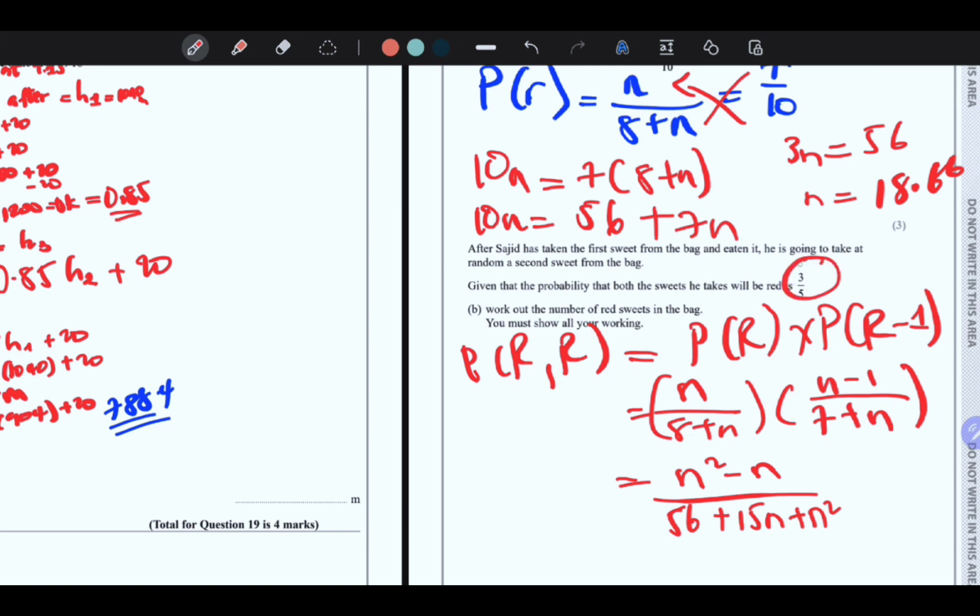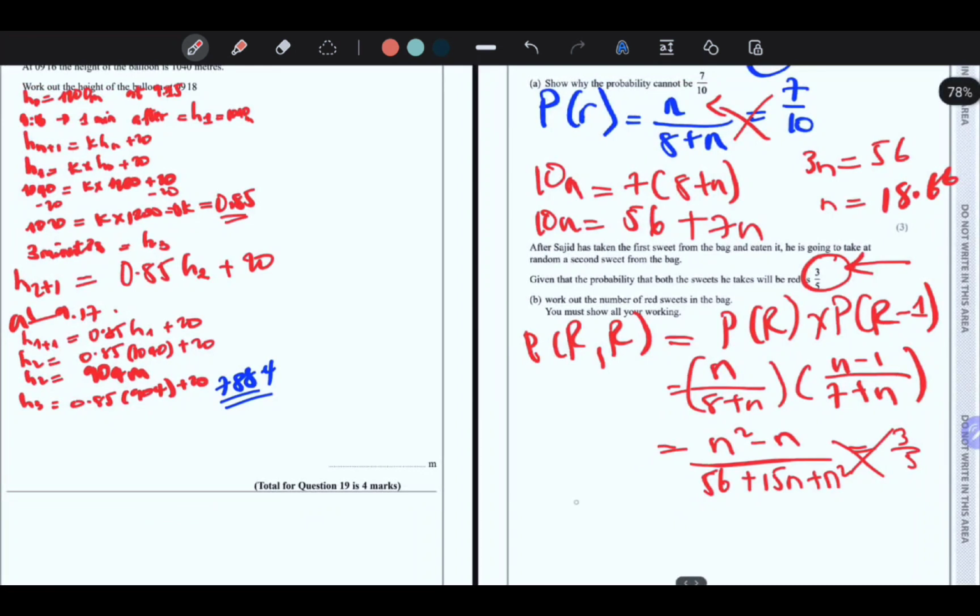Keep in mind, he said the probability to take both of them is 3/5, so I'm going to have to equate this to 3/5. Now I'm going to cross multiply, and that would be 5n squared minus 5n equal to 3. Well, I'm going to have to multiply everything here by 3. So I'll just go ahead. 3 times 56 is 168 plus 45n plus n squared, 3n squared.